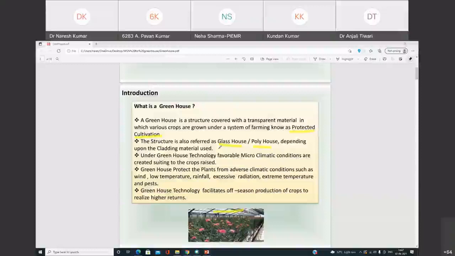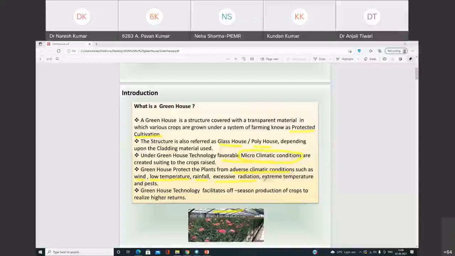So under greenhouse technology, favorable microclimatic conditions are created. There may be many zones within one greenhouse, and with the help of WSN, we can try to control these microclimatic conditions, which are created to suit the crops which we are going to raise over there. The greenhouse protects plants from adverse climatic conditions such as wind, low temperature, rainfall, excessive radiation, extreme temperature, and pests.